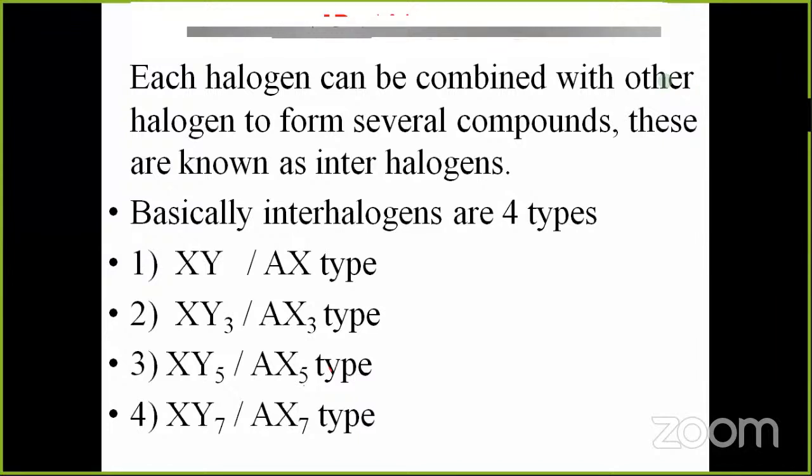Basically, interhalogens are of 4 types. Very, very important. I am damn sure we are expecting one question from interhalogens. Let me see what kind of question he asks, you also see, let us see. So the 4 types: AX type, AX3 type, AX5 type, AX7 type. 4 types. Okay, right.